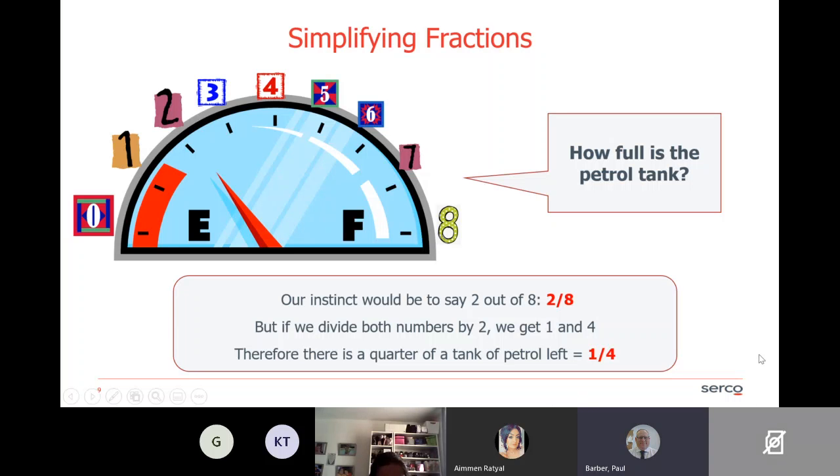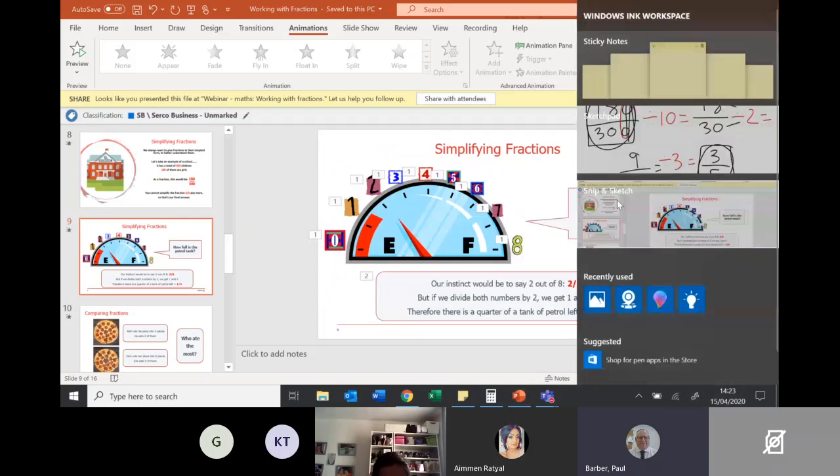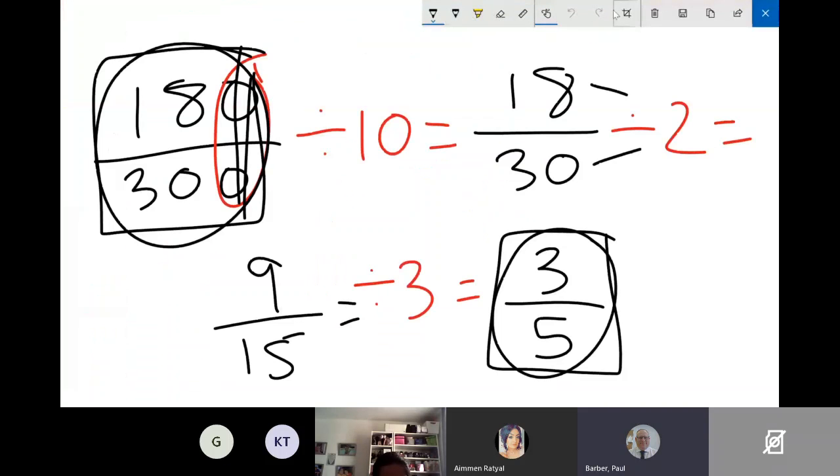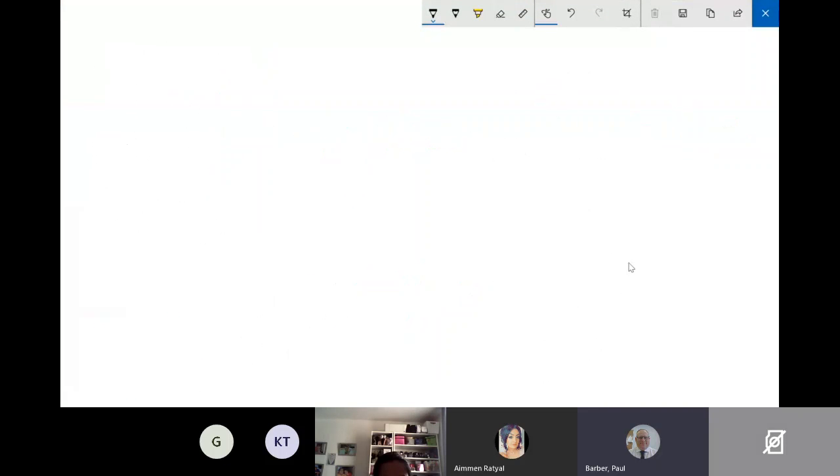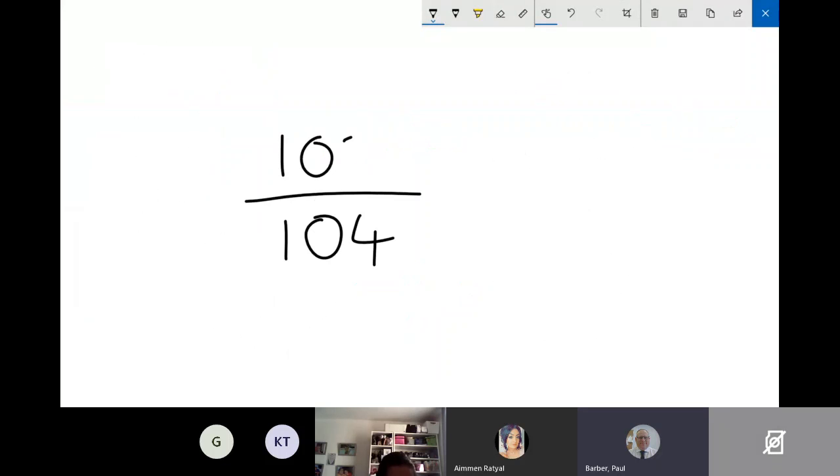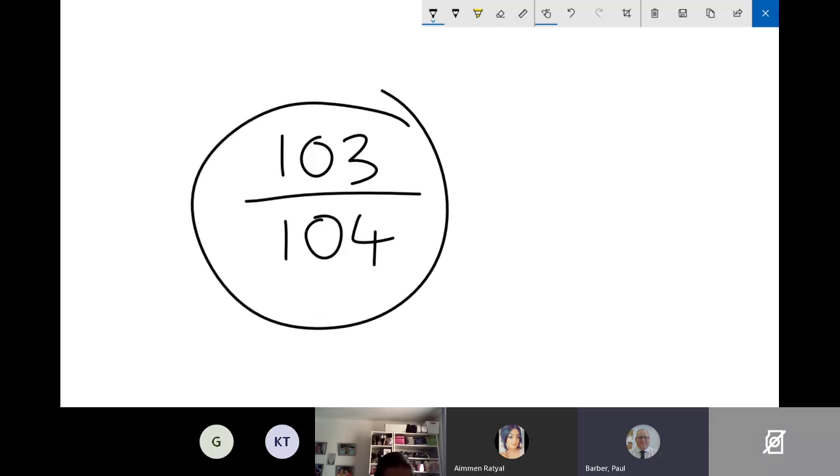It's not always possible to go down to a very small number. So if you had a workplace that has 104 employees, and out of those 103 are men, first of all, other than not being a diverse workplace, those numbers can't reduce. There's no number, I can promise you, that goes into 103 and 104. So we can't simplify that down anymore.